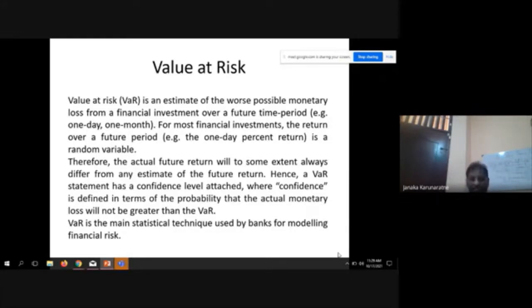What is the price? So if you look at the price returns, maybe every day's return, maybe 2%, 3%, 5%, negative 6%, and so on, because the price fluctuates. It is a random variable. So it's a statistical variable. Therefore, the actual future return will also, to some extent, differ from any estimate of the future return. So when it is random, the actual return may differ from the estimate.